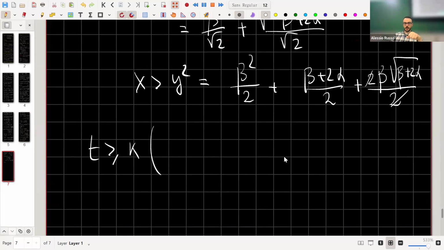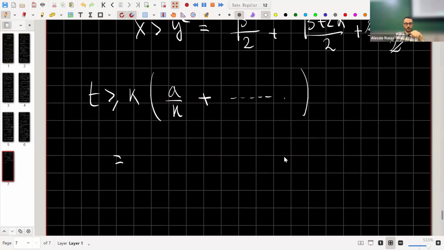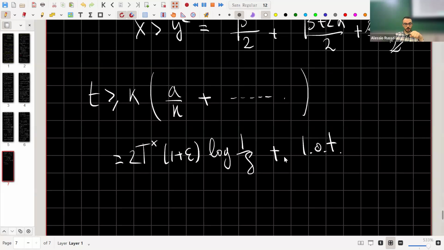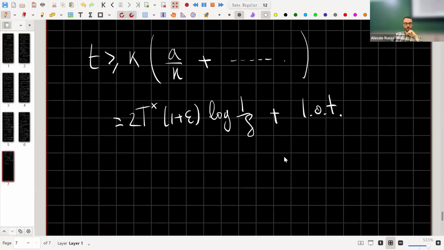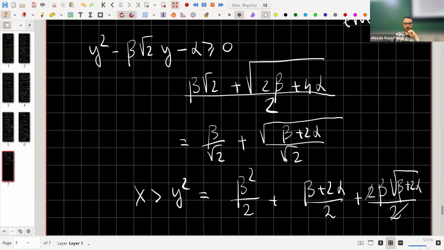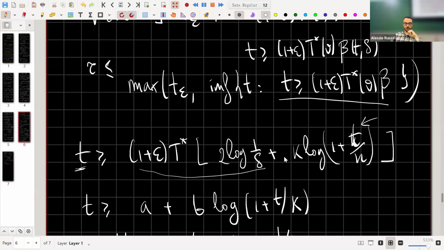So here we have alpha. Here we also have square root alpha. But since there is a square root, this is not the dominating term. So alpha will be the dominating term. Alpha is a divided by k plus small order stuff. So this a is equal to t star 1 plus epsilon 2 log 1 over delta plus low order terms. And so we have found a solution to our inequality here.